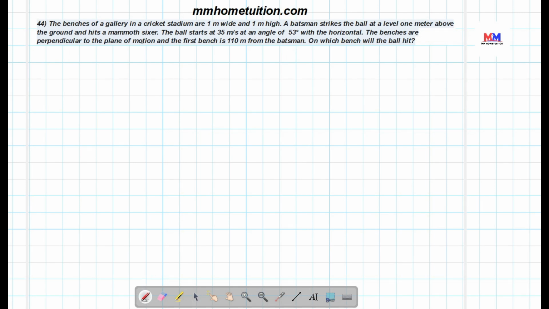The benches of a gallery in a cricket stadium are 1 meter wide and 1 meter high. So that is given, that the benches of a gallery in a cricket stadium are 1 meter wide and 1 meter high. So this is 1 meter wide, this is 1 meter high.